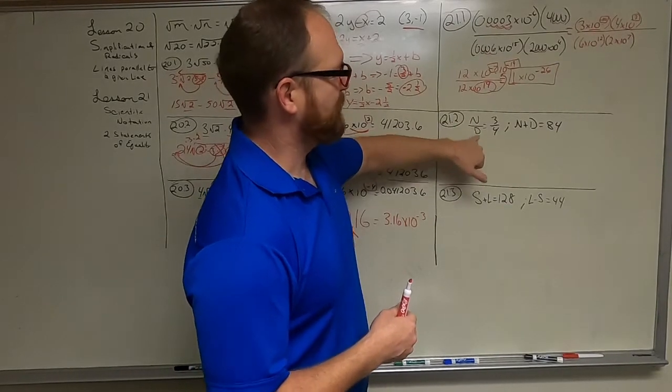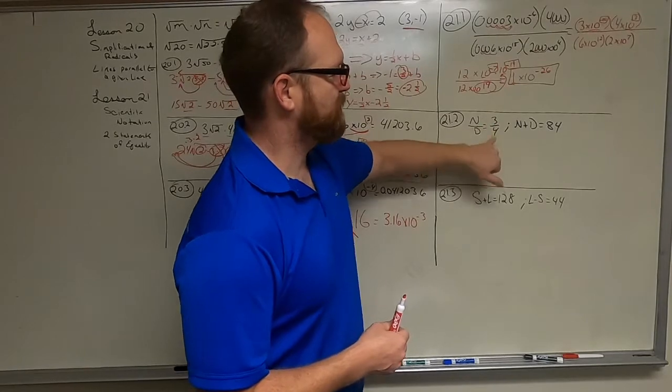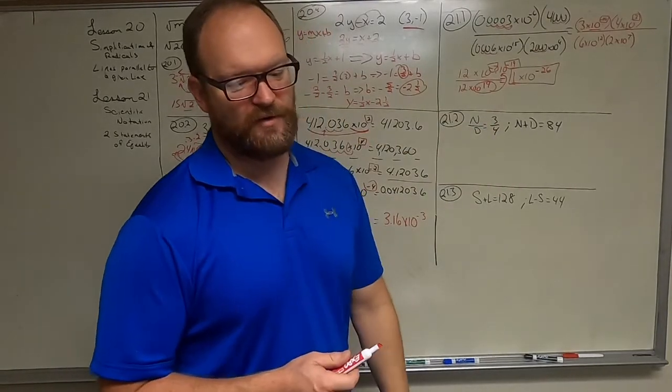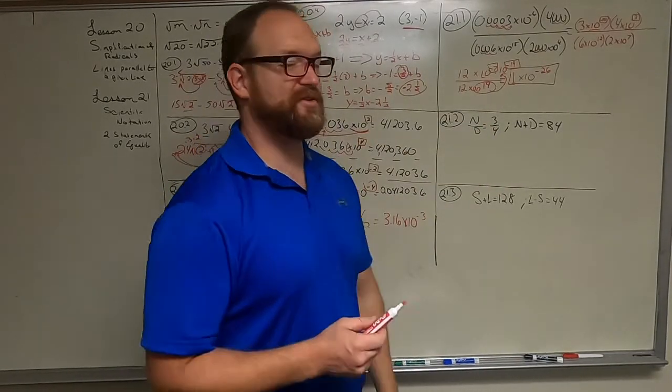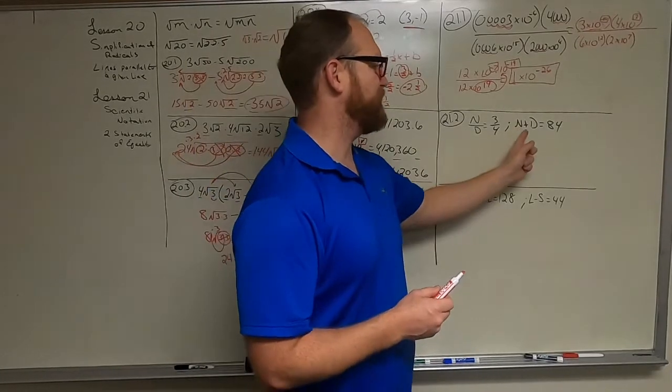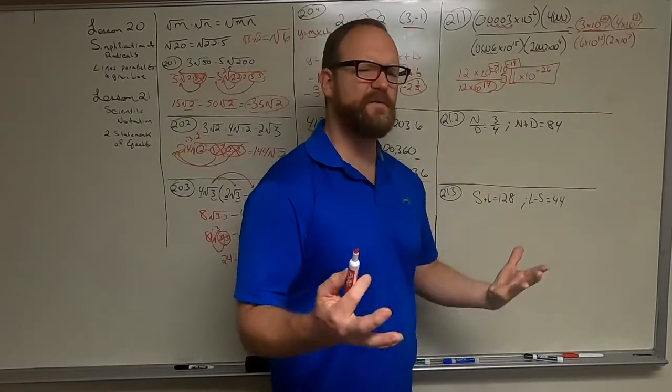A ratio, I'll put it in a fraction form, 3 to 4. And it also says that if we added those numbers, their sum is 84. So n plus d is 84. What does that do for me?